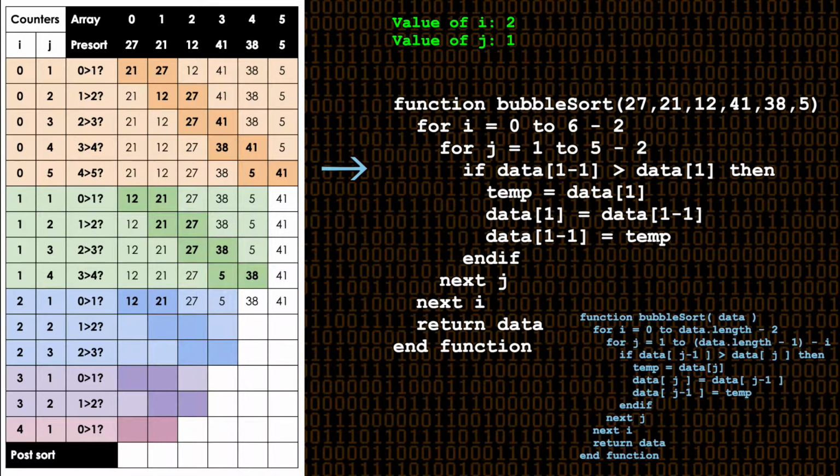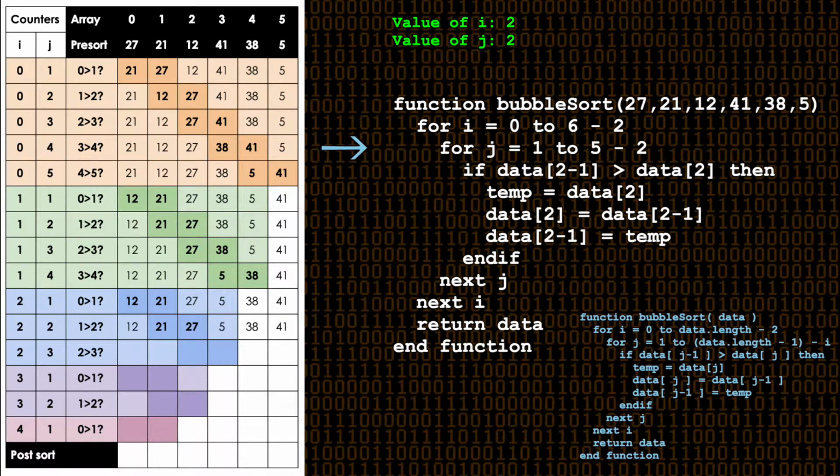The first time, we're checking what's in the value before j. j currently has a value of 1, so is what's in 0 bigger than what's in value number 1? At the moment, element number 0 of the array is 12, and 21 is in element number 1. So 12 is not bigger than 21, so we don't do any swapping. Move on to the next value of j.